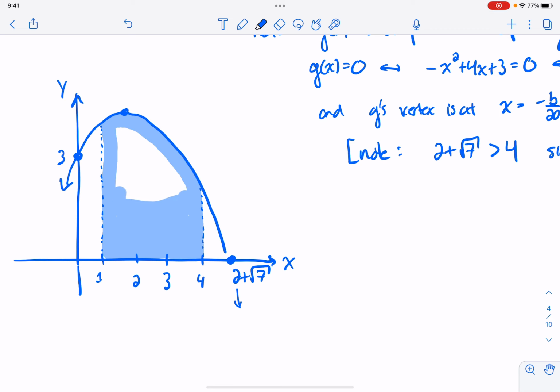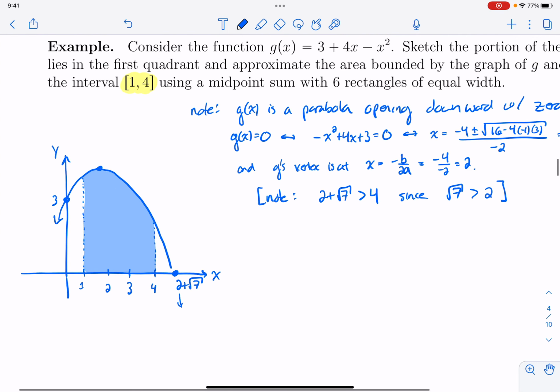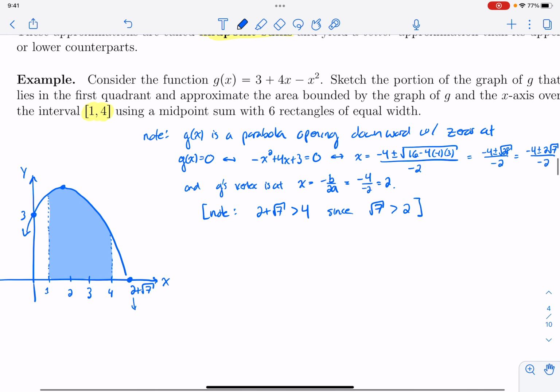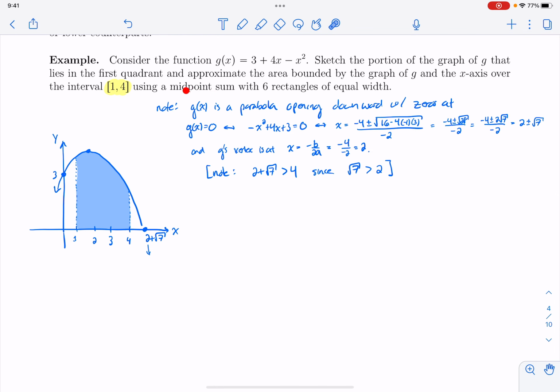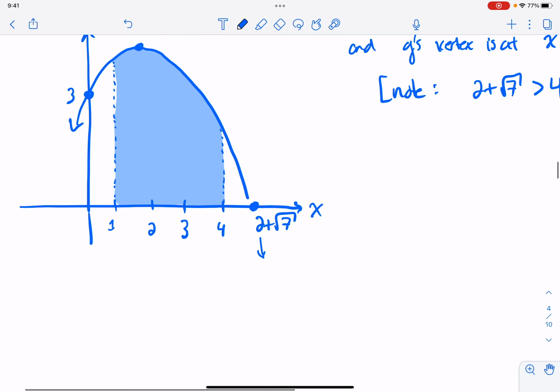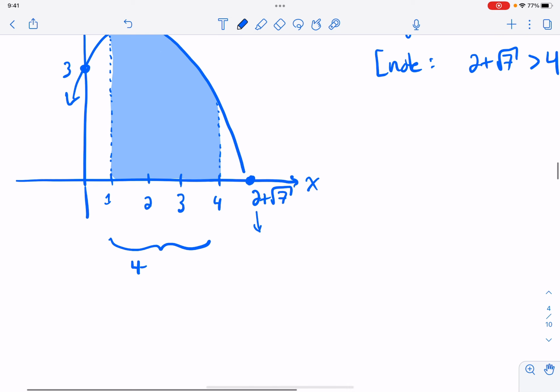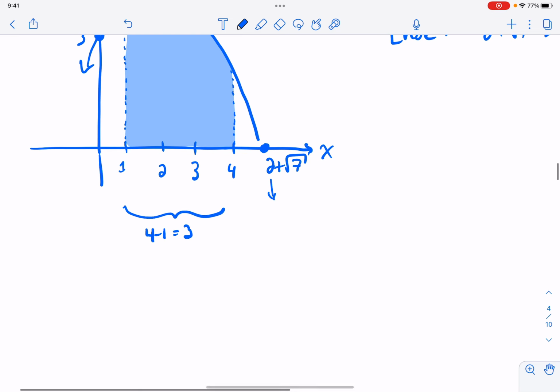Now, the question here asks us to approximate this area in a very specific way. The question is saying that they want us to approximate this using midpoint sums with 6 rectangles of equal width. So to begin with, I'll come down here and I'll note that this entire region right here is of width 4 minus 1, which is 3.